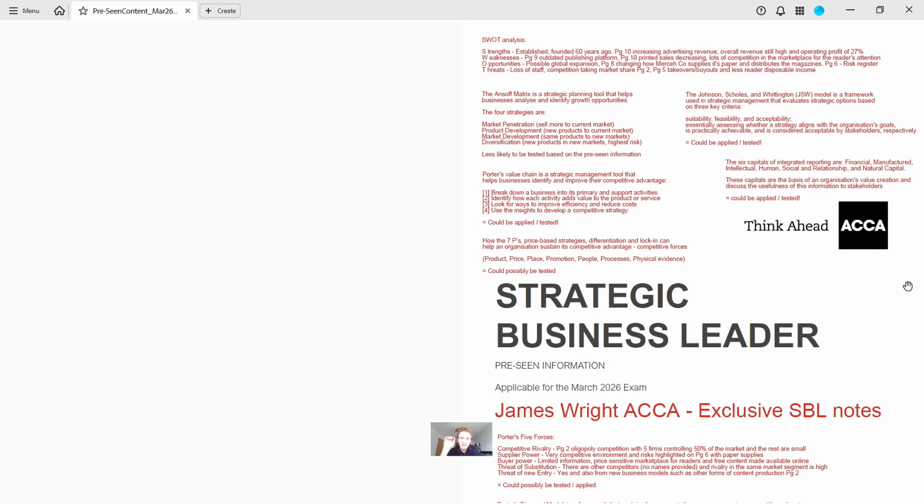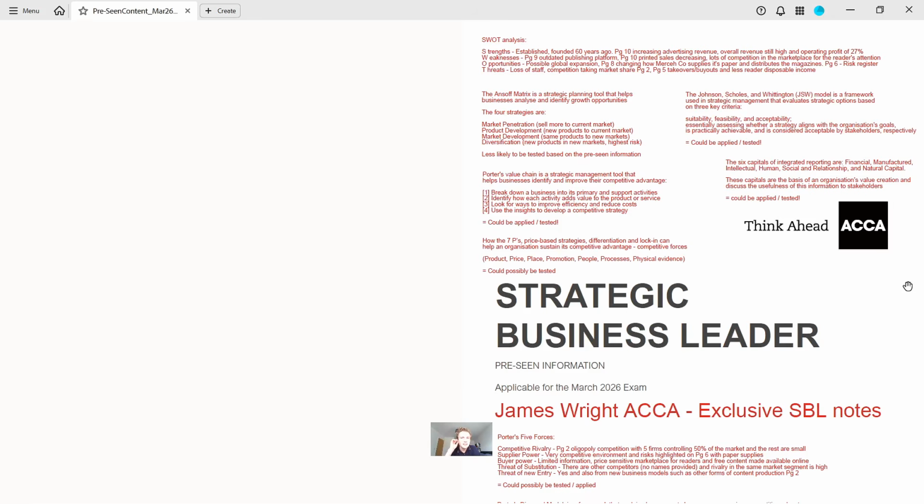Next, we have Johnson, Scholes and Whittington, also known as the SAF model. Basically, it's a framework that uses strategic management to evaluate strategic options based on 3 criteria. So is the proposal suitable, feasible and acceptable? And actually, does it align to the organisation's goals, taking into consideration the different stakeholder groups? Based on the pre-seen information, I think you could definitely apply that in your analysis. That's why I've got could be tested.